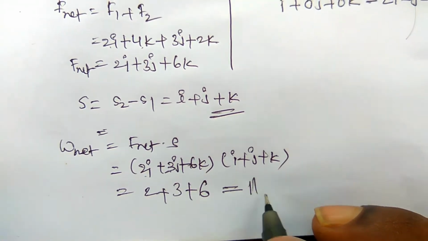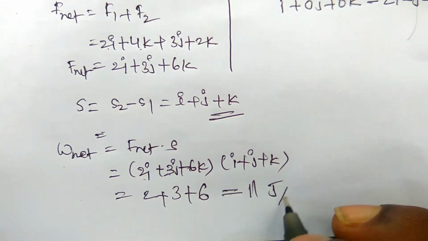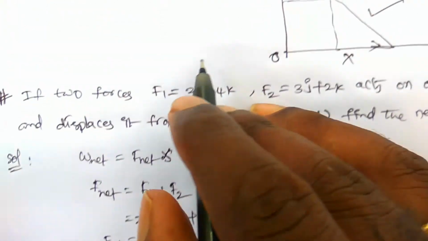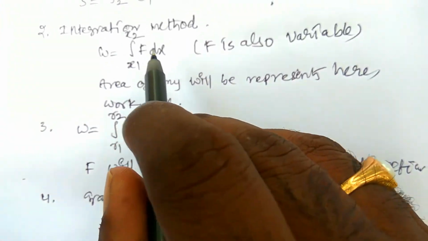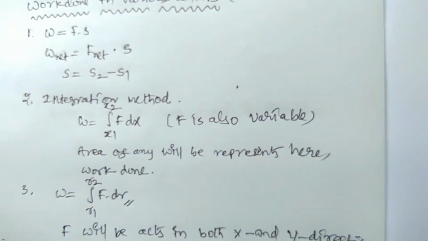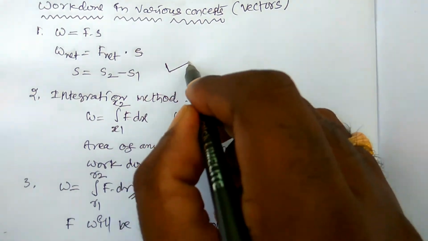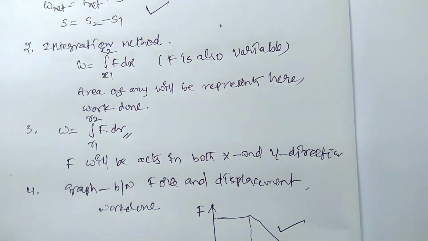It is nothing but 11 joules. Okay, so this is the work done in this type of questions. That belongs to the first model, where in case of vector multiplication. Okay, and coming to the second one, nothing but integration.